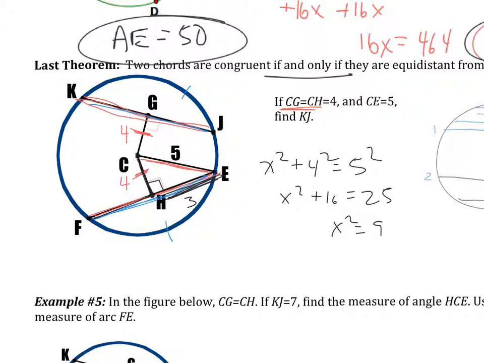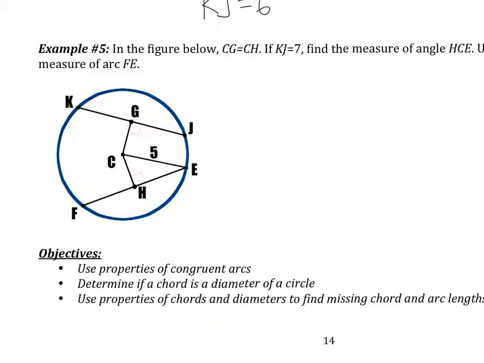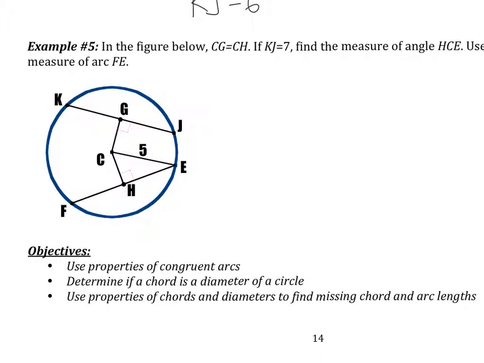All right, so if HE is 3, FH is 3. If both of them are 3, what's the entire length? 6. So what's the length of KJ? 6. So there, we're done. KJ equals 6. All right? Again, big idea, if the distance away from the center is the same, the chords are the same, okay? All right, so in the next example, and this is where our trig is going to come into play, all right? In the figure below, same as before, CG is congruent to CH.